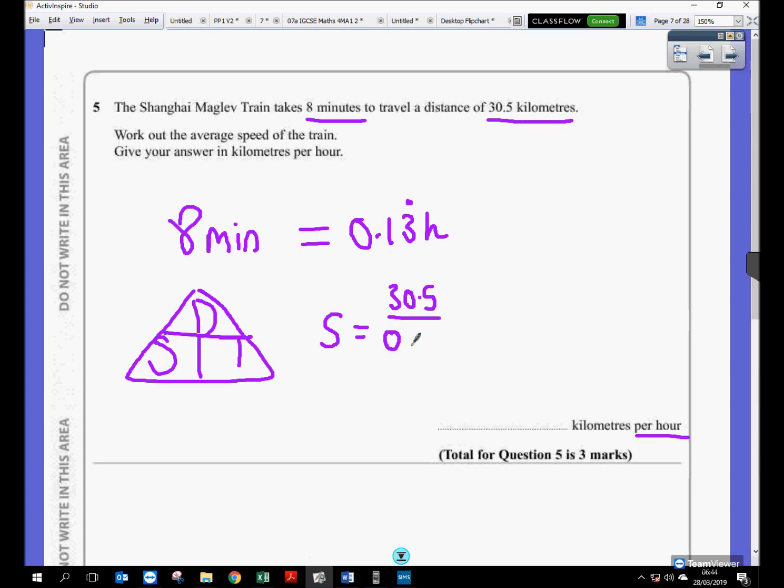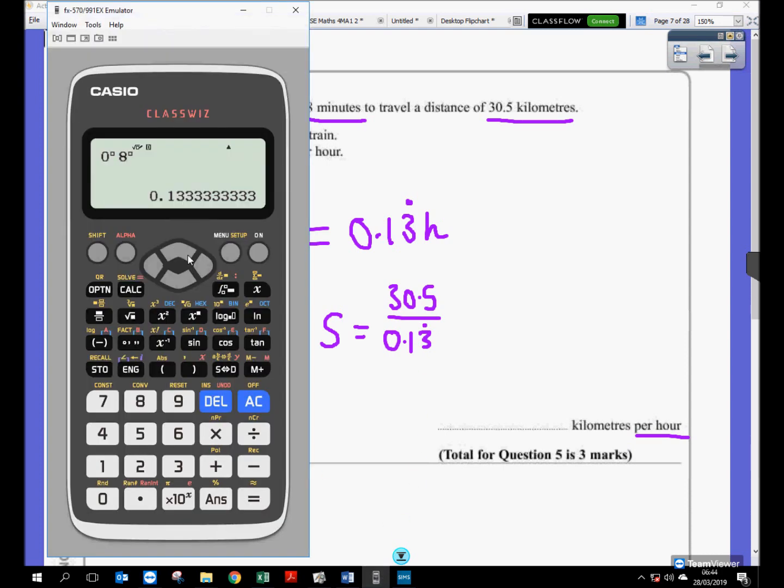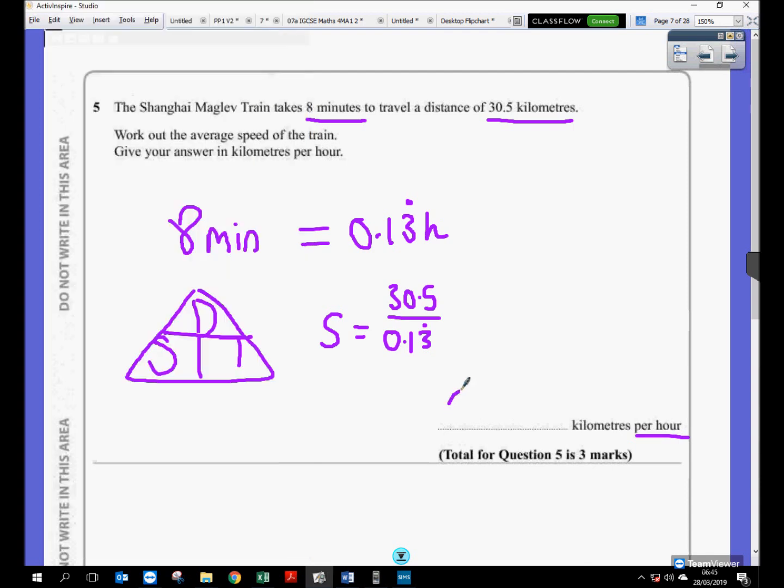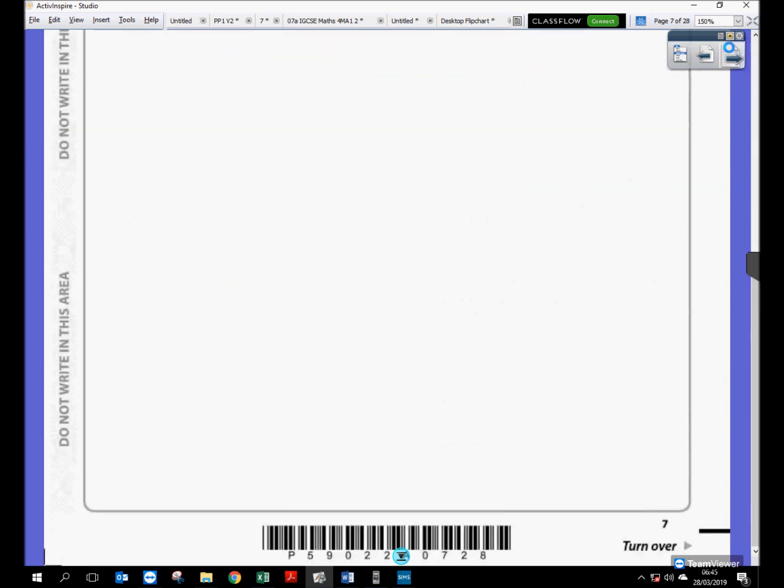This is slightly awkward to type in the calculator. So what you do in this case is, because I have converted 8 minutes into hours, and the answer is on the calculator display, I can use the answer button. So if I type it in like this, 30.5 over, this gives me a perfect answer of 228.75. Next question.